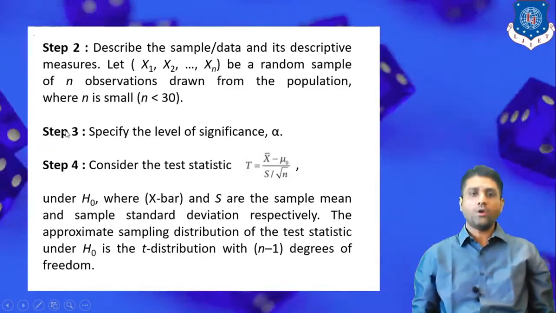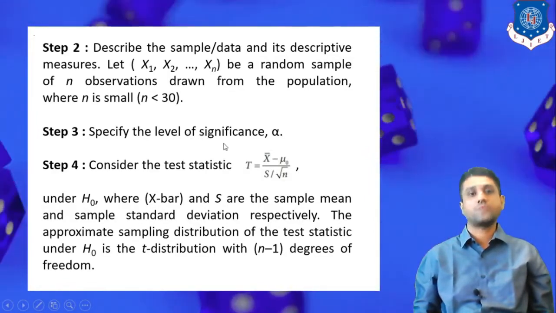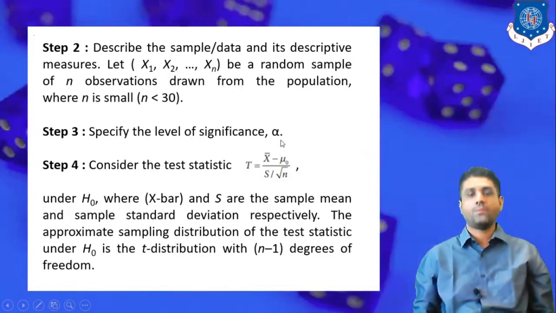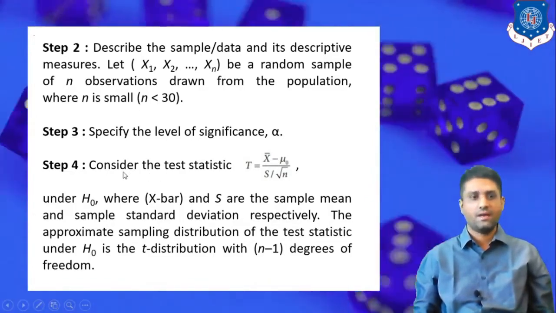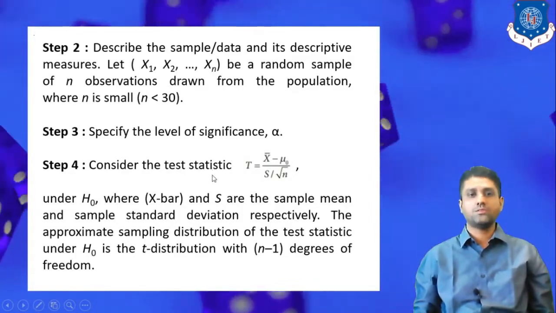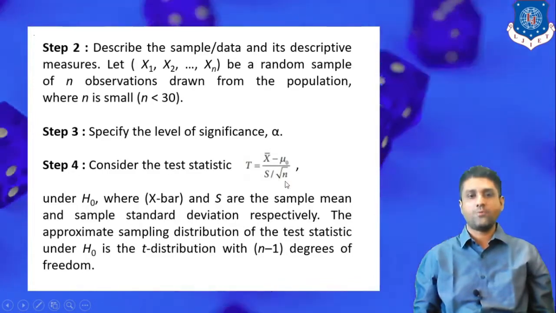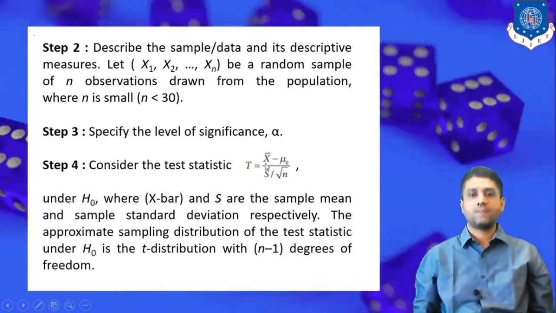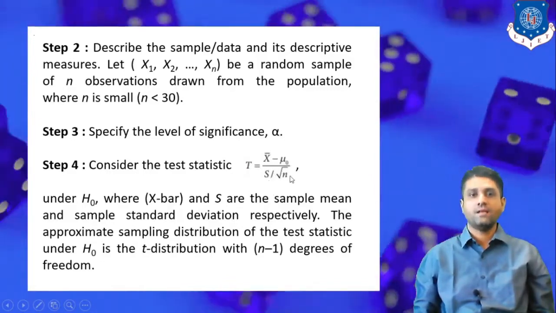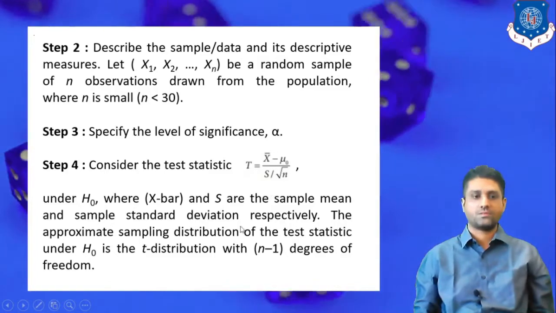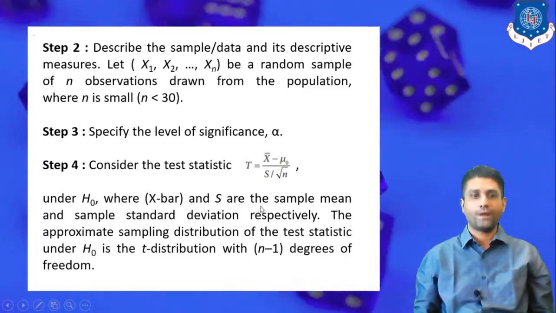Now, before testing the hypothesis, definitely we have to identify the level of significance, that is alpha. It may be 1%, 5%, 10%, anything else. Now, here we have to choose the t statistic, that is x bar minus mu 0 upon s upon square root of n, where x bar is the sample mean, mu 0 is the population mean, s is the standard deviation, and n is the total number of observations. Same thing is reflected here, and n minus 1 is known as the degree of freedom.